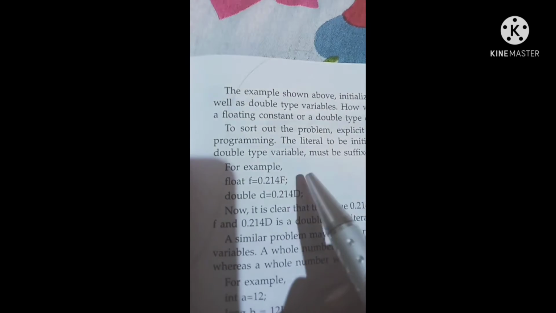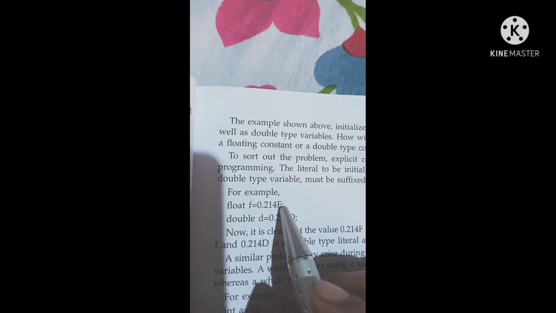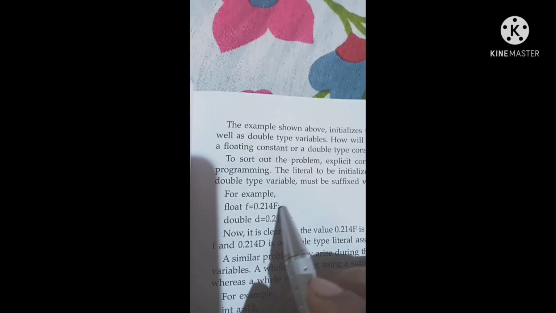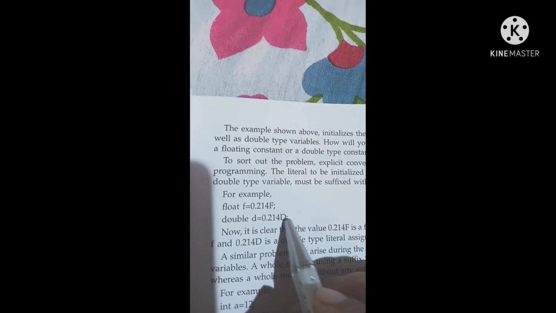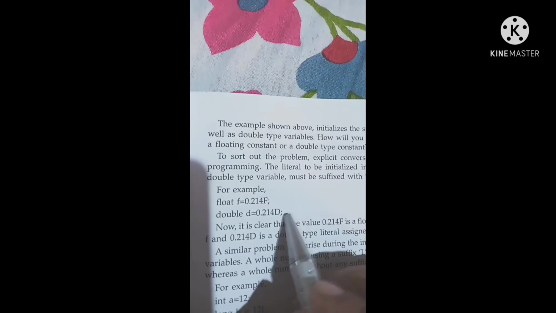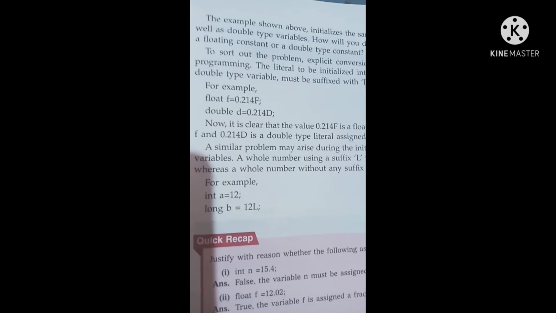For that you can remove this confusion very simply. Okay, you write like this: float f equal to 0.214, and you write f after the number, then it will be understood that this data type is float, and you write d, then people will understand this is written in double. Okay, so you can do like this.